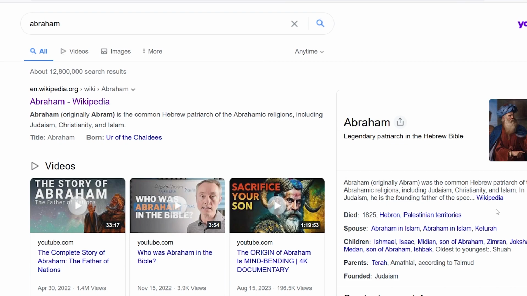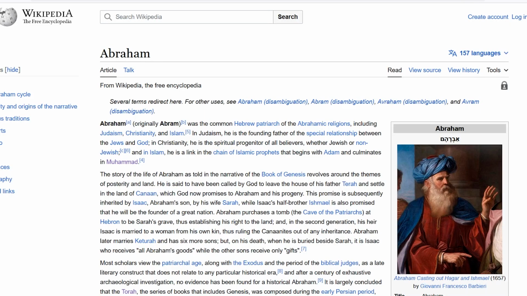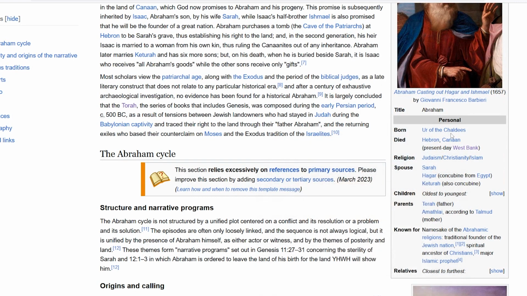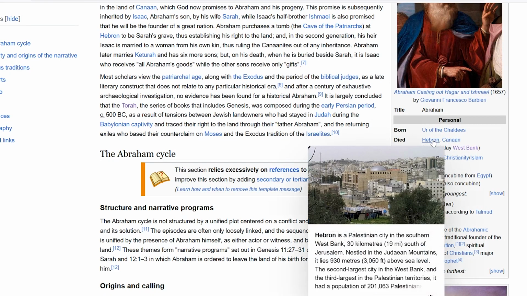If you go look at Abraham, look where he was born. He was born in Ur of the Chaldees. Okay. But look, he died in Hebron. Hebron is where David went for like 7.5 years. And Hebron is the place that Caleb got, because when they went to look at the promised land, it was only him and Joshua.